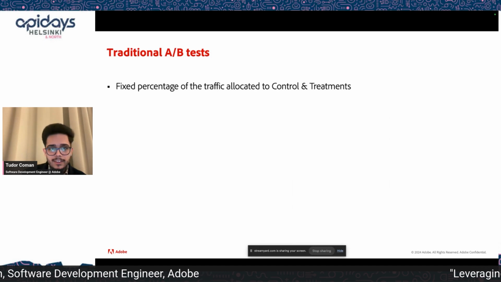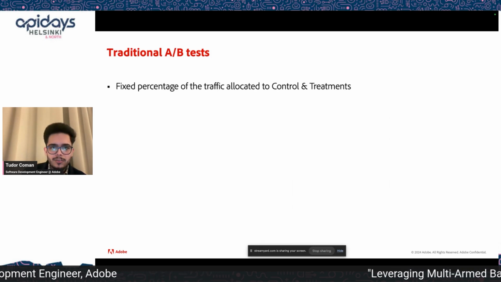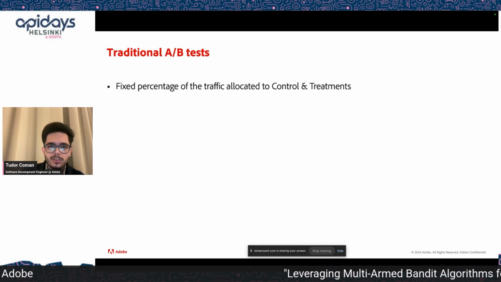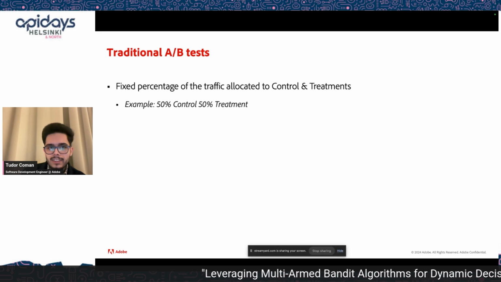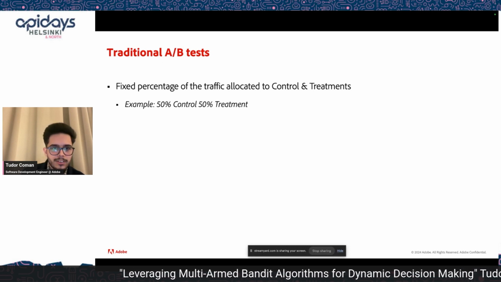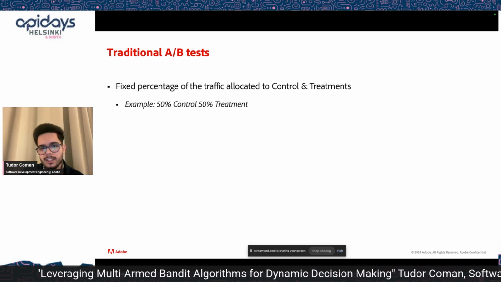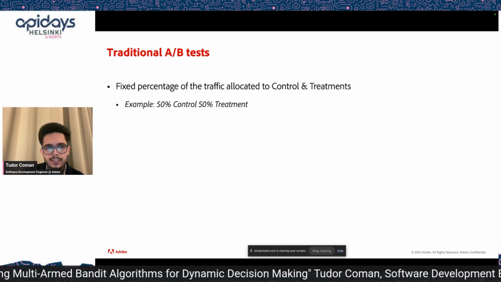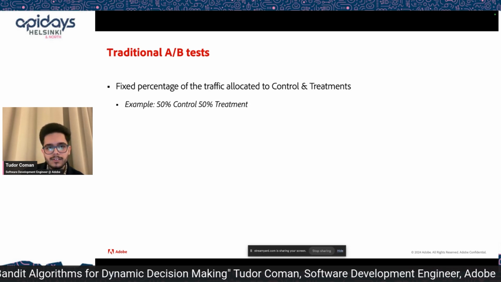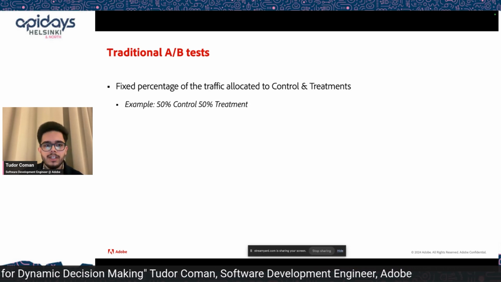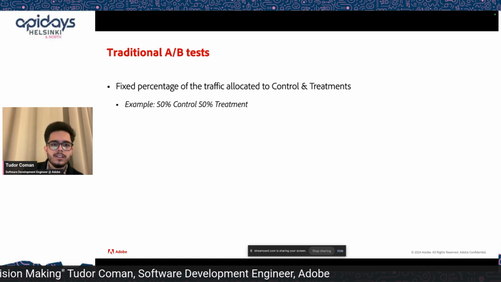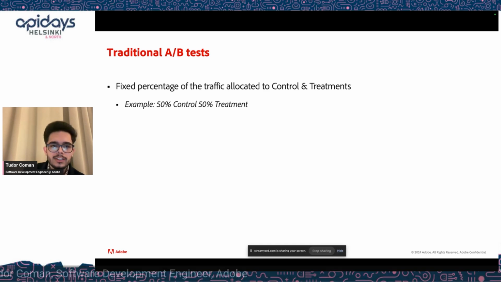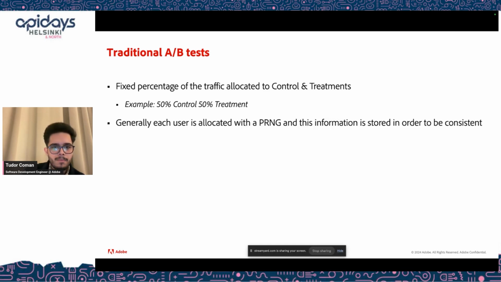Traditional A/B tests generally have a fixed percentage of the traffic allocated to control and treatments. For example, you could have half of the users in the control and the other half in the treatment. Of course, this is not a general rule. You can play around with these allocations depending on your goals.